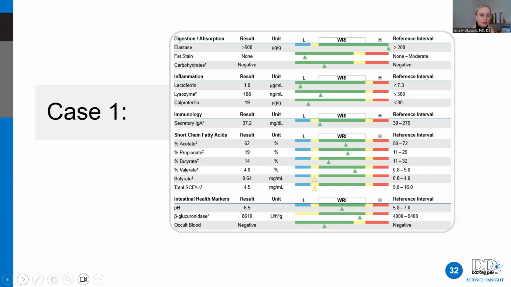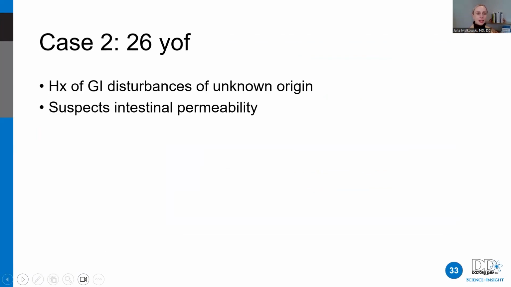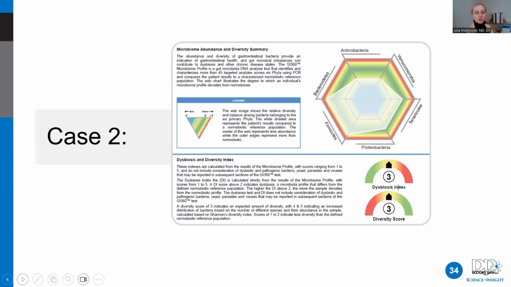All right. And our second case is a 26-year-old female that has a history of GI disturbances of unknown origin. And this individual suspects intestinal permeability as seen on social media. There are quite a few talks on social media nowadays with TikTok and Instagram about a lot of health topics that people wouldn't have been privy to previously, but now people are very interested. So let's take a look at this report.